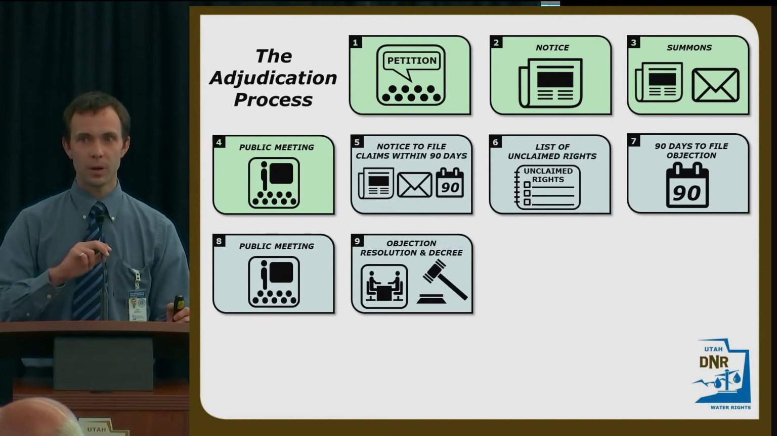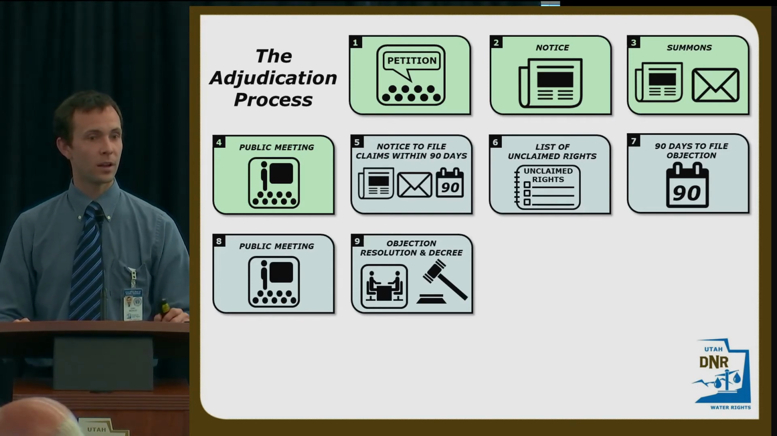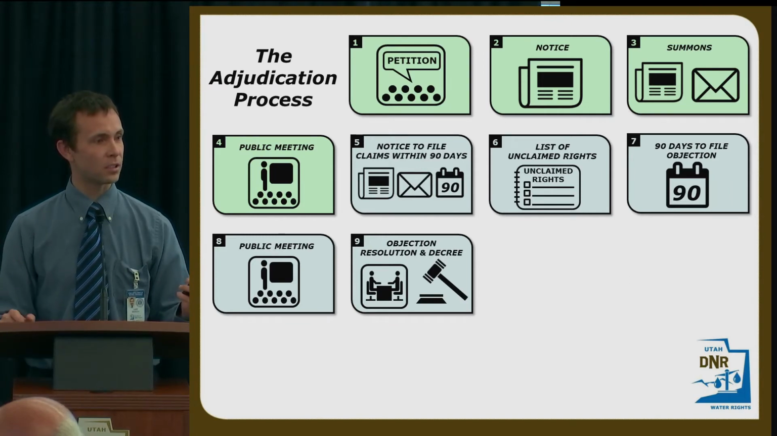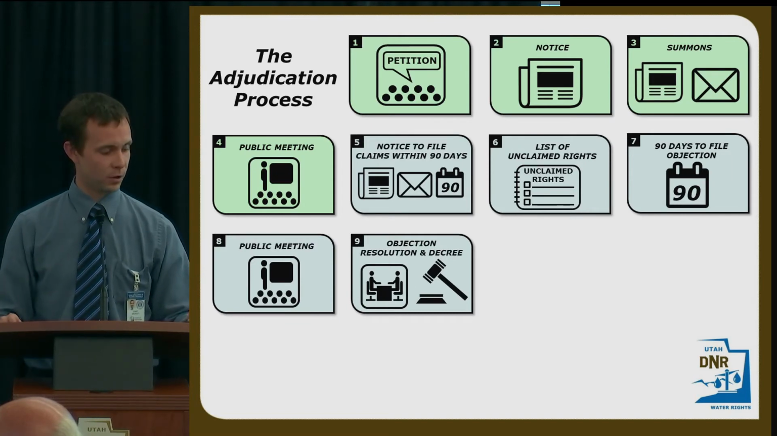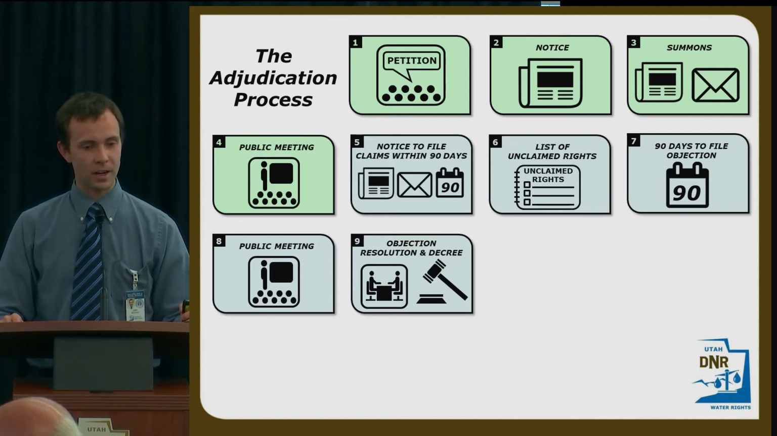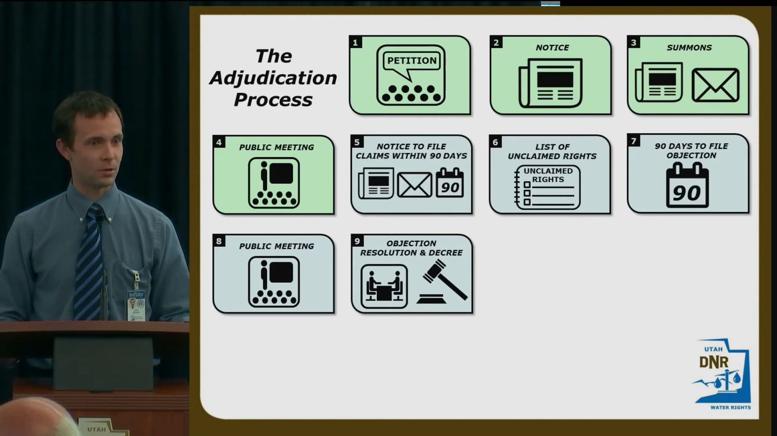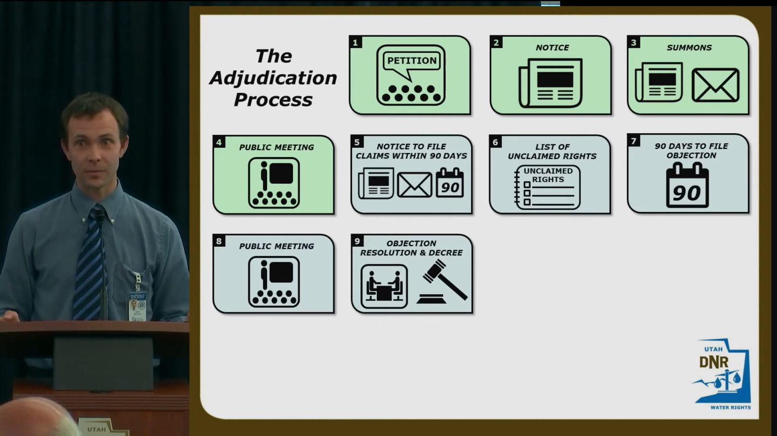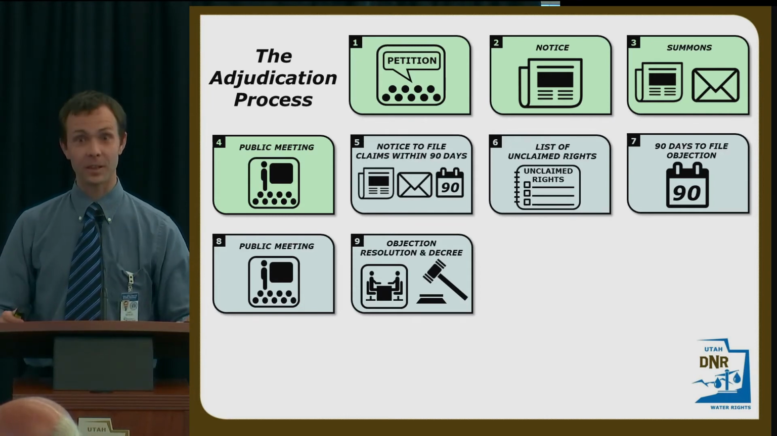Then we publish the list of unclaimed rights, and a person has 90 days to object to the list of unclaimed rights if they object. Also, in that period, we hold a public meeting to explain the list of unclaimed rights. You're welcome to come to it too. It's quite simple. If your water right of record is on the list, then you probably don't want it on the list if you're exercising it and you need to file a claim. Don't take my advice as legal advice because I'm not an attorney.